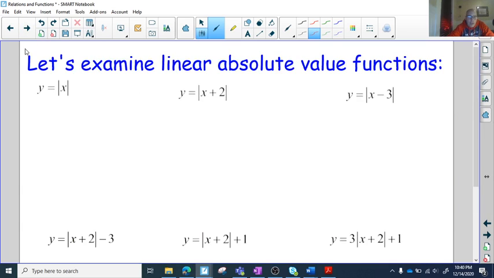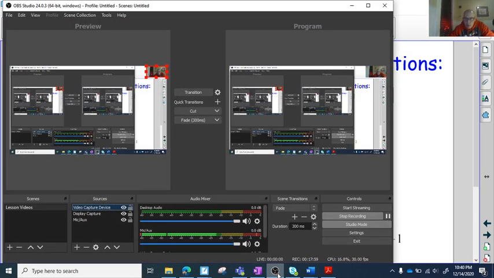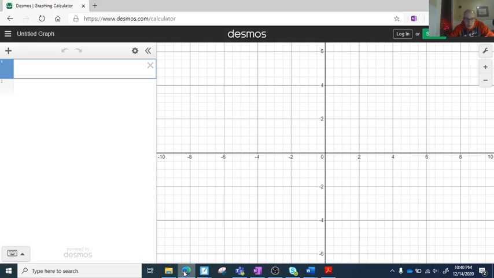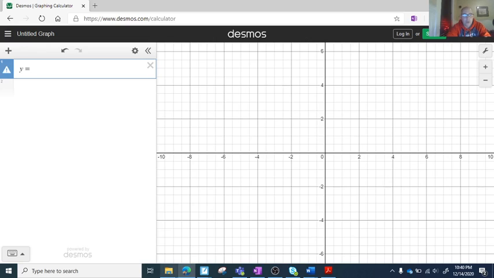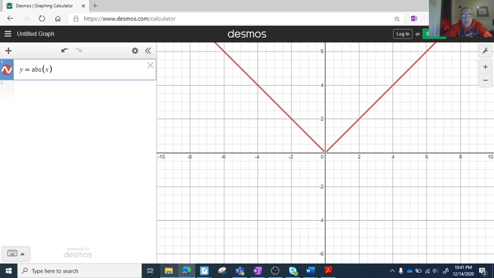Now, I'm going to switch to Desmos. We're just going to look at some graphs and see if we can come up with some properties here and see if you notice any similarities. So just watch for a minute or two here. Let's start with y equals. If you're in Desmos, if you type in ABS, it interprets that to mean absolute value. Put your bracket. There's your absolute value of x graph.